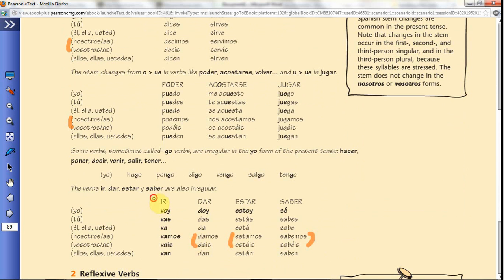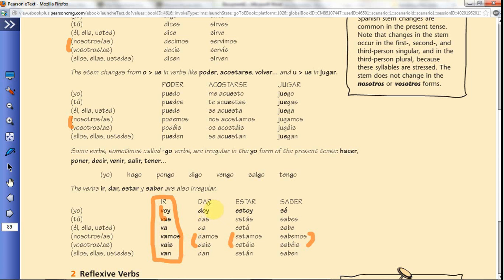So ir is one big fat exception. Ir is all on its own. Luckily though, you can still see a pattern. There's a V all around, even though there's no V here. Ir means to go. And so you see the V repeated all the way down. It's almost like an AR verb. And notice how it looks very similar to the verb dar. Okay. And we'll start with these first.